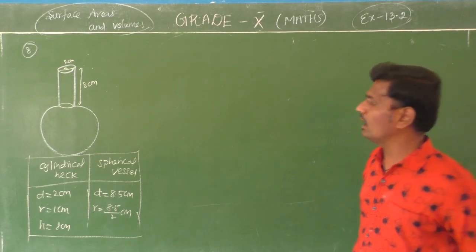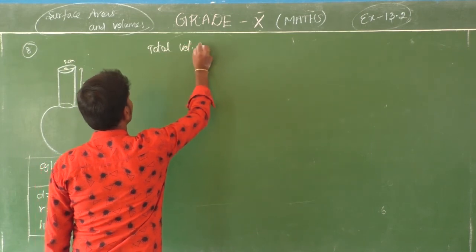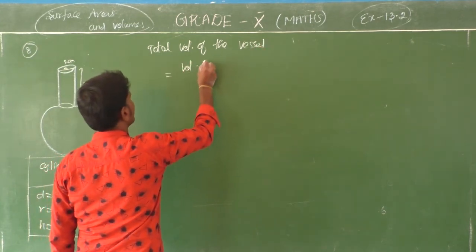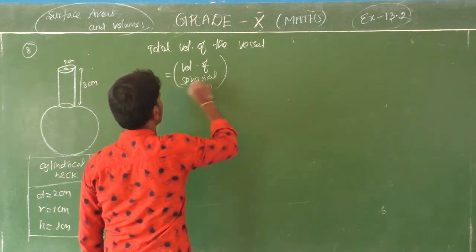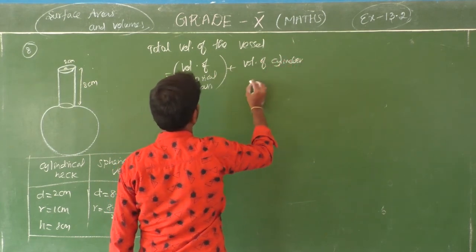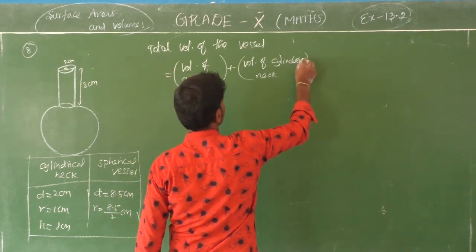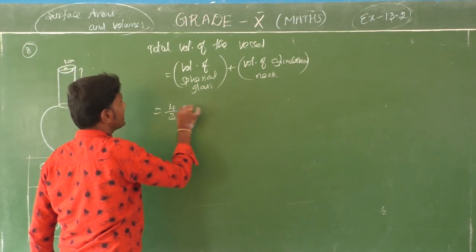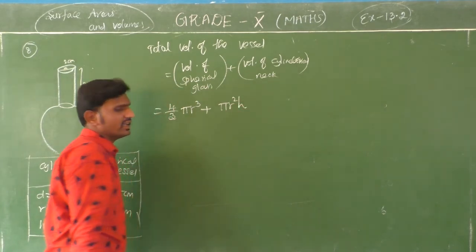Okay, students. Now the total volume of the vessel is equal to the volume of the spherical glass plus the volume of the cylindrical neck. That is, volume of a sphere plus volume of a cylinder. Now the volume of a sphere has the formula 4 by 3 pi r cubed, plus the volume of a cylinder, pi r square h.